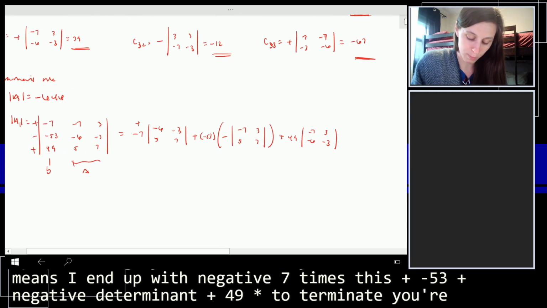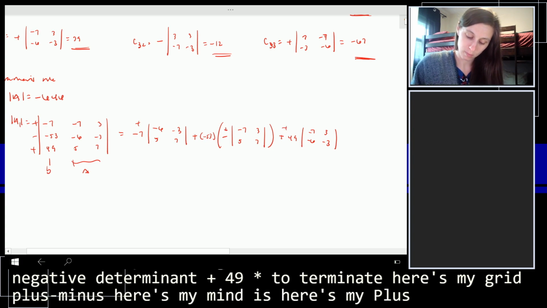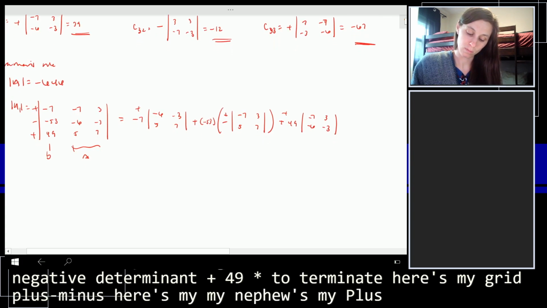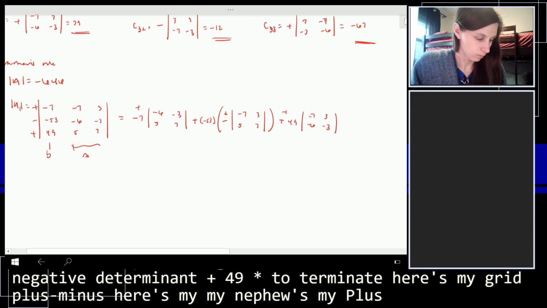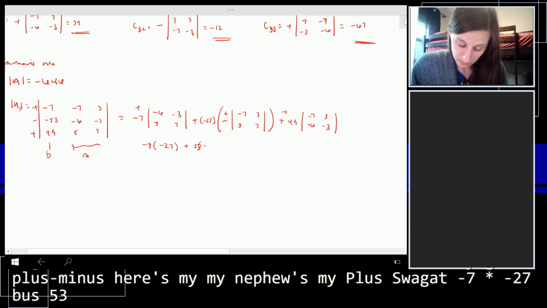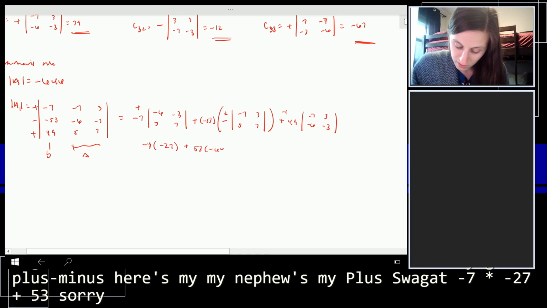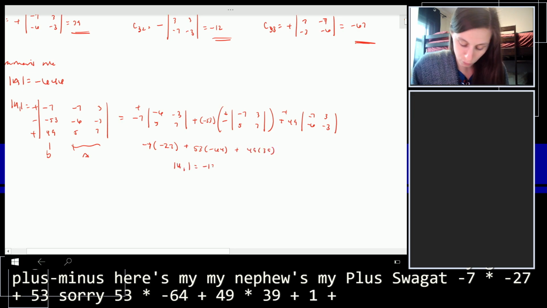So here's my grid: plus, minus, here's my minus, here's my plus. So I get negative 7 times negative 27 plus 53. Sorry, 53 times negative 64 plus 49 times 39. So the determinant of A1 ends up being negative 1292.